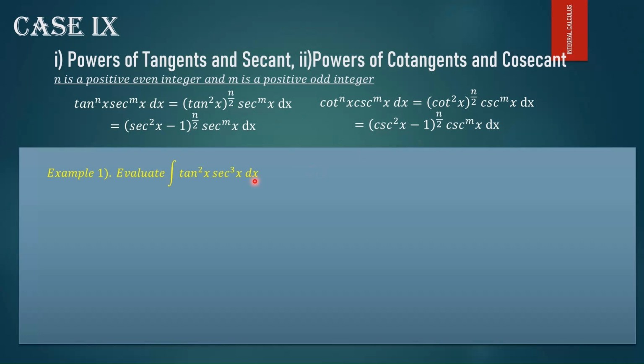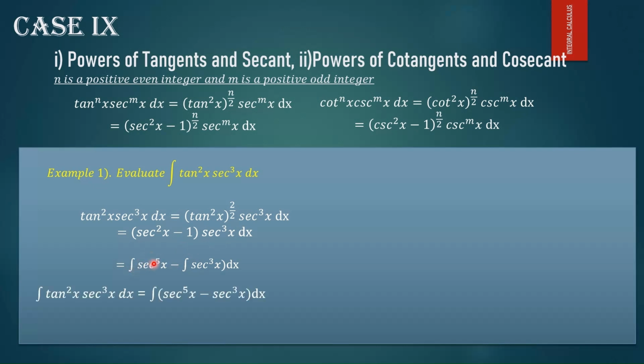Let's try our example. Evaluate the integral of tan squared x times secant cube x. We transform this into this form. We express tan squared x as secant squared x minus 1. And by distribution, we get the integral of 5 power of secant x minus the integral of secant cube x. By reduction formula, from our previous example, we can now easily evaluate each term.